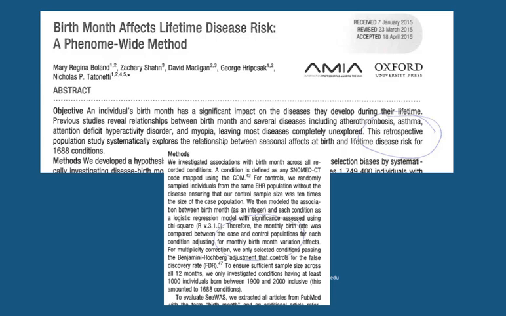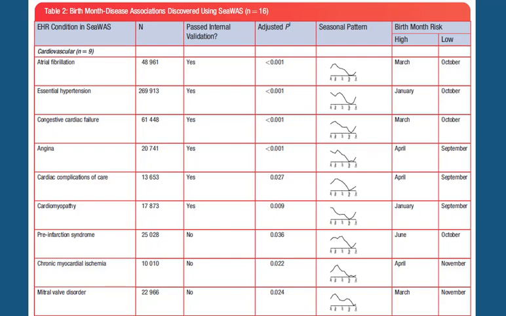They state the monthly birth rate compared between the case and control populations for each condition, adjusting for the monthly birth month variation effects, and so on. Anyways, it can be confusing. Is this a case control? Is this a retrospective? It's really just kind of a fascinating article regardless.